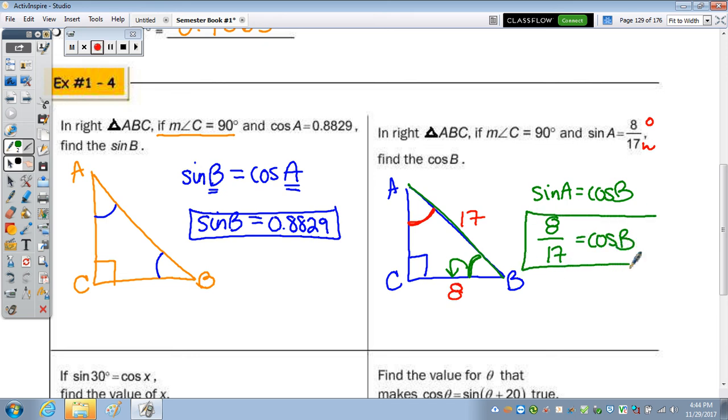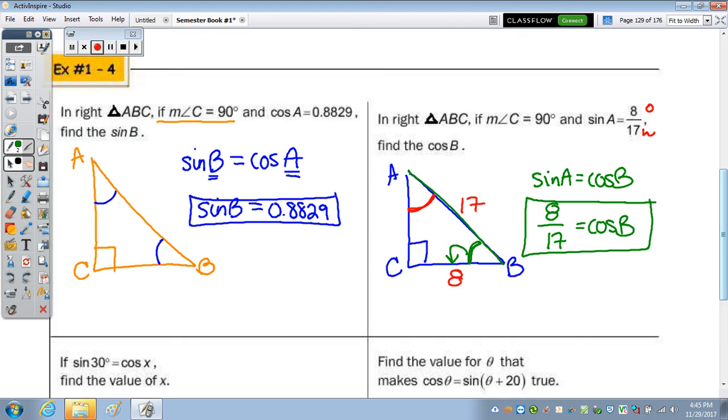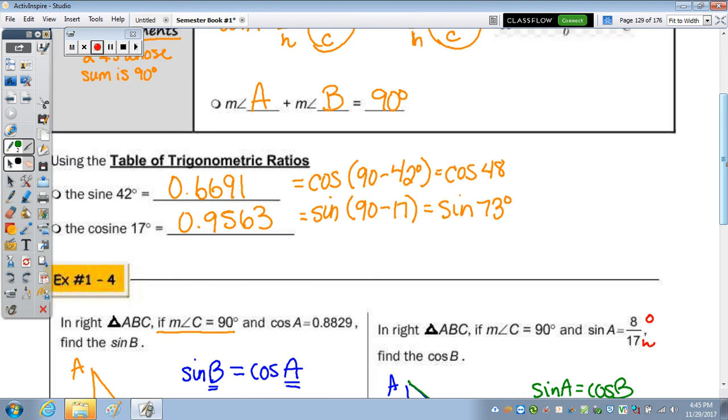Down below, the sine of 30 equals the cosine of x. Find the value of x. Well, let's go back up here where we use the trig table. The sine of 42 equals the cosine of 48. So this is very similar, except we have the x in one spot, but we know that the sine of an angle is equal to the cosine of its complement, so these two angles have to add up to 90.